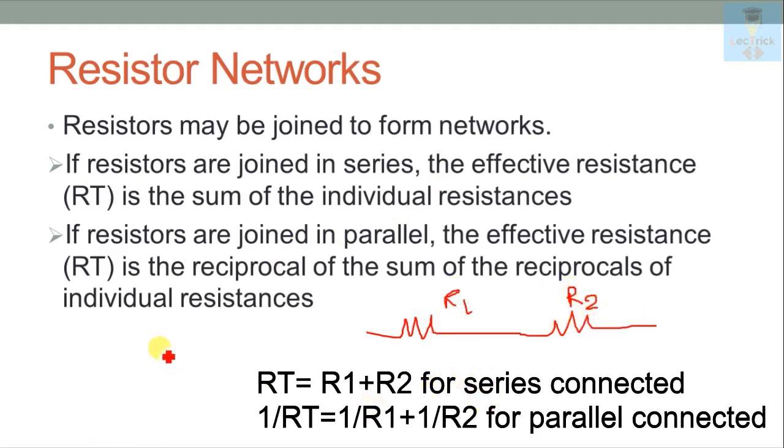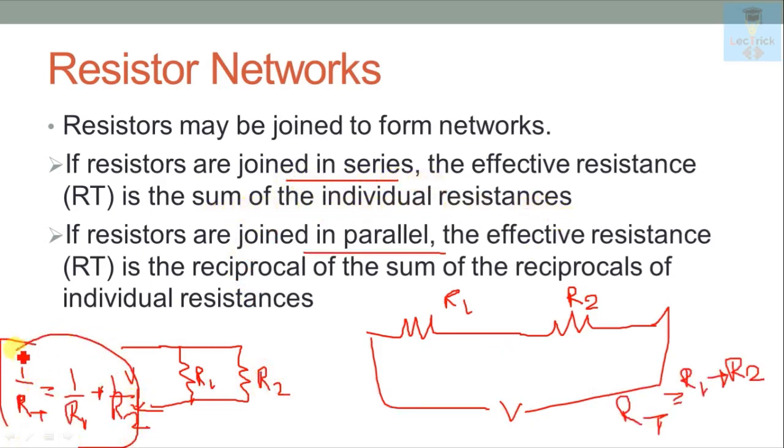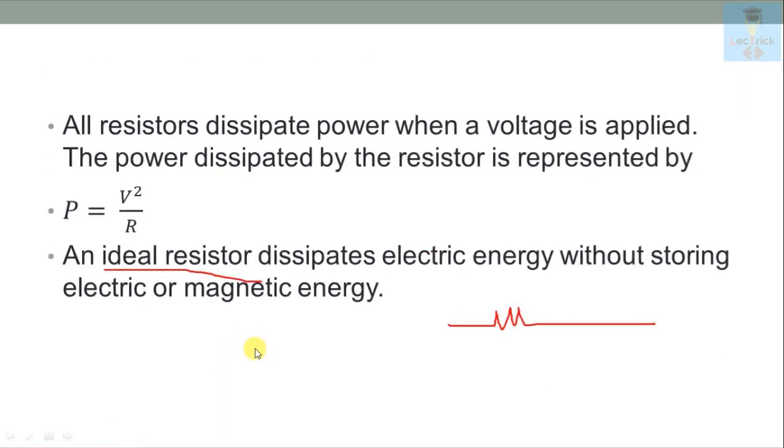Then when resistors are connected in parallel, here you see this is also R1 and R2. If the resistors are joined in series, the effective resistance is the sum of individual resistances. That means this sentence tells this formula. When the resistors are connected in series, the total resistance will increase. When the resistors are connected in parallel, the resistance will decrease.